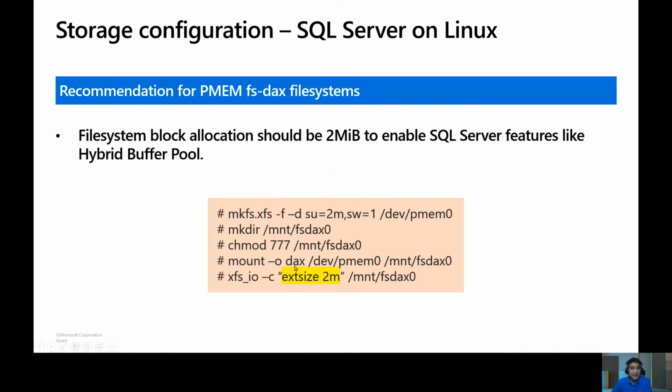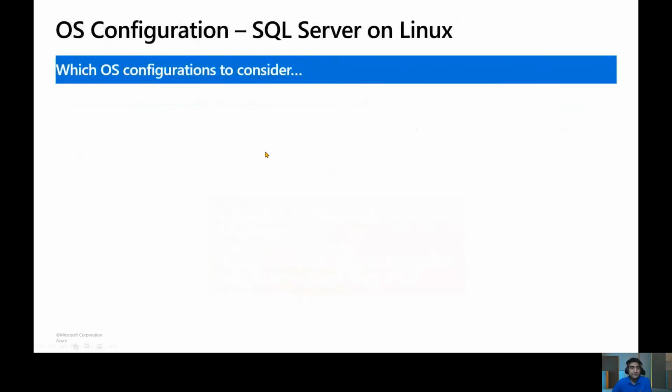So again, if you are using persistent memory and mounting it as storage, you should mount it with appropriate extent size to ensure that features such as hybrid buffer pool and enlightened I/O for database files for SQL Server on Linux can kick in and provide you with performance improvement.